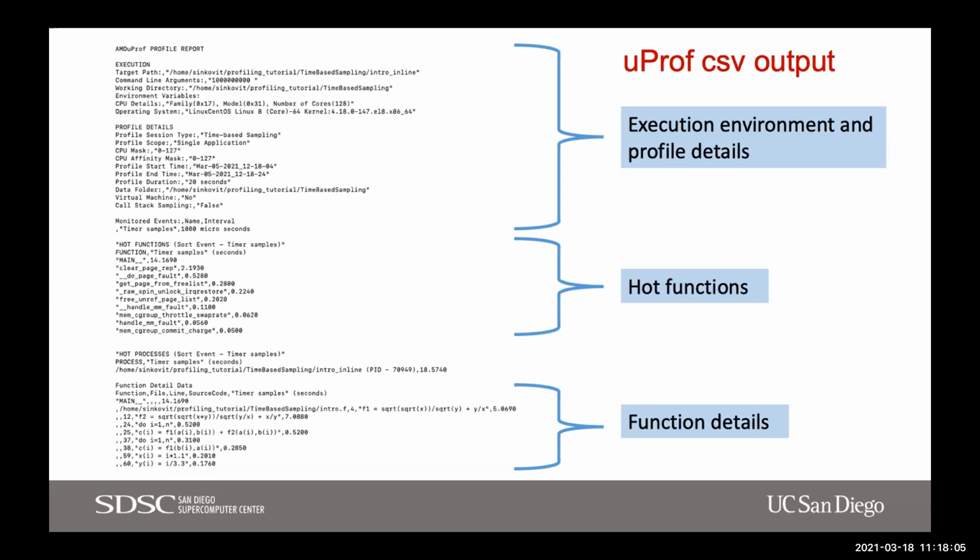Next, we get into what they call the hot functions section. If you're familiar with gprof, you could think of this as just a listing of the functions ranked by the amount of time that they consume, followed by what we call a function details section that will dive into what's going on in each of those functions.